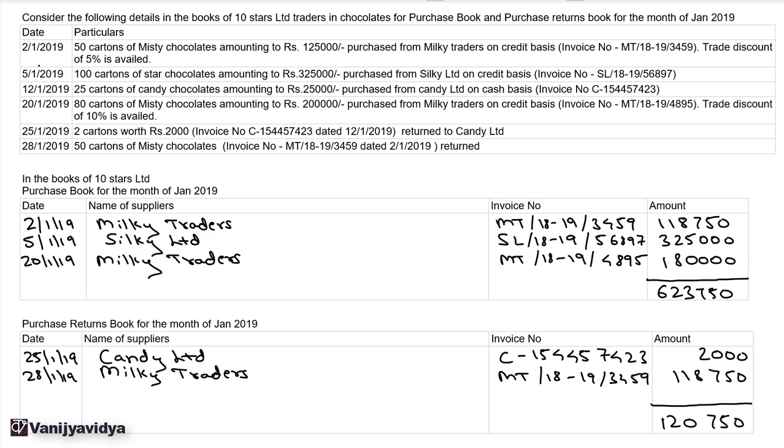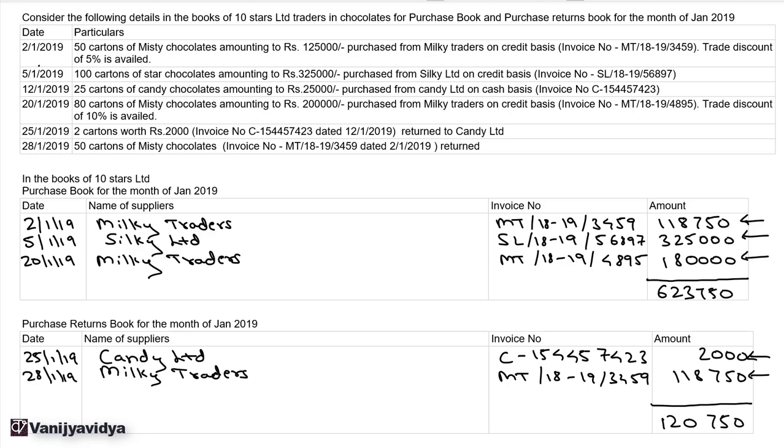And these individual transactions like 1,18,750, 3,25,000, 1,80,000, they will be posted in the individual suppliers account on day-to-day basis. Similarly, for purchase returns also, this 2,000, 1,18,000 will be posted in the suppliers account on day-to-day basis.